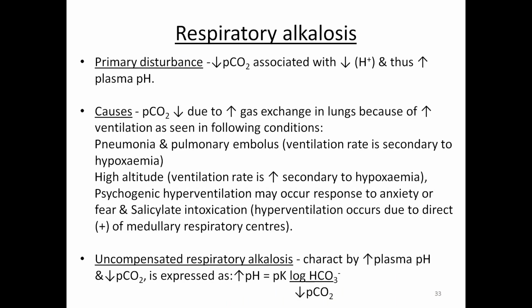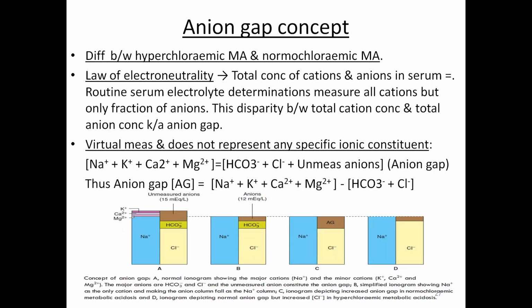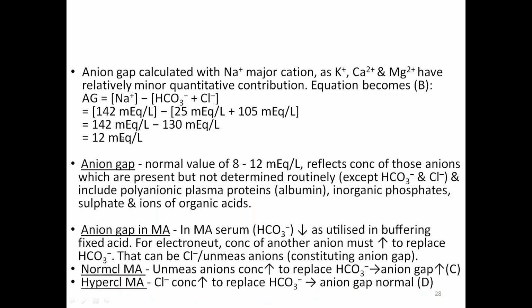And finally, the anion gap is an important concept for differentiating between hyperchloremic and normochloremic metabolic acidosis. You should know this equation, you should know the normal value and the two types. And I also showed you a numerical on how to calculate the anion gap in case you are given values, and to comment on what kind of metabolic acidosis you are encountering, whether it is normal anion gap metabolic acidosis or high anion gap metabolic acidosis.